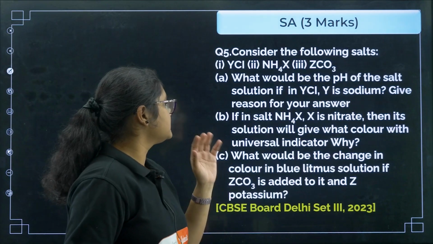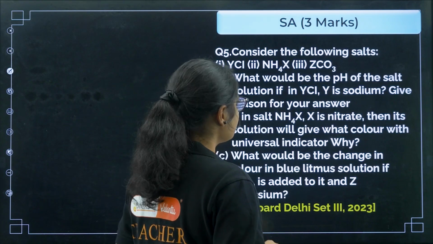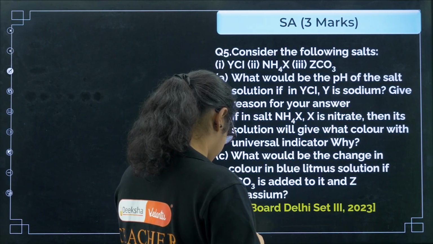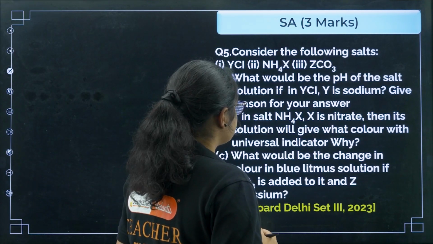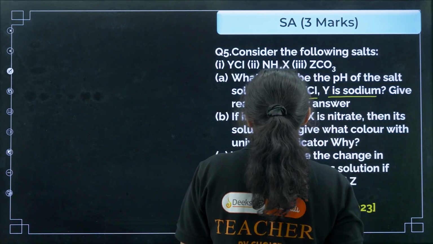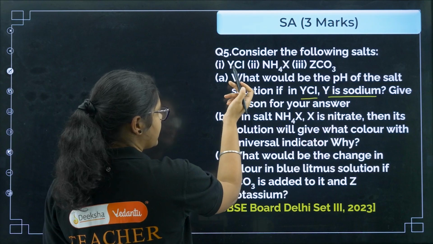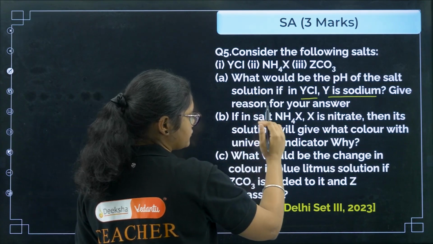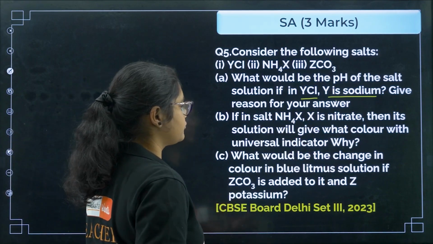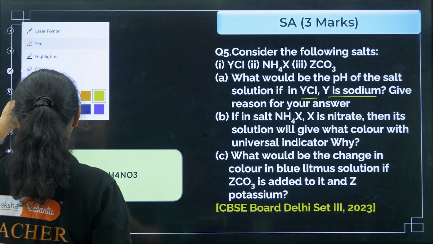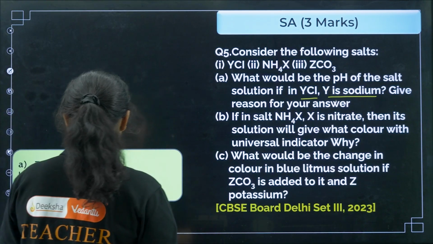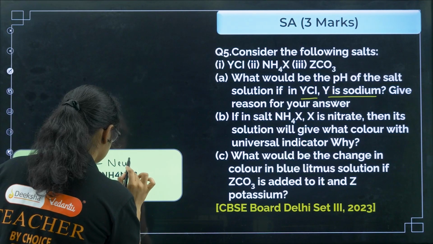Next is question number 5. Consider the following salts: YCl, NH4X and ZCO3. What would be the pH of the salt solution in YCl? Y is sodium, so if Y is sodium, then the salt is NaCl, from a strong acid and strong base. So what will be the pH? The pH will be 7, because it is a salt of a strong acid and a strong base, or I can say it gives a neutral salt.